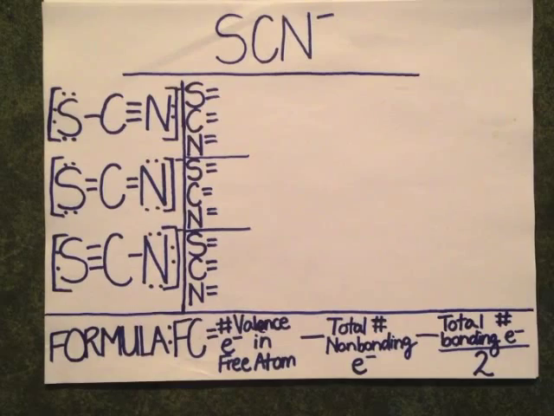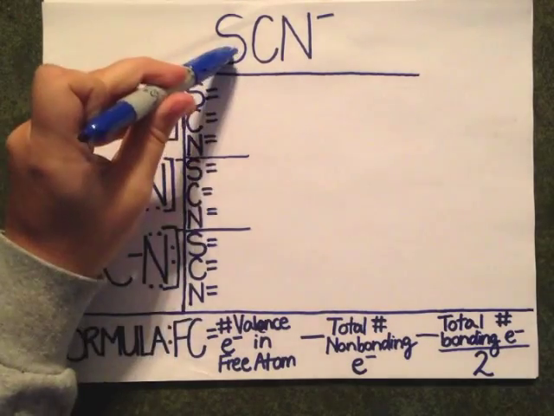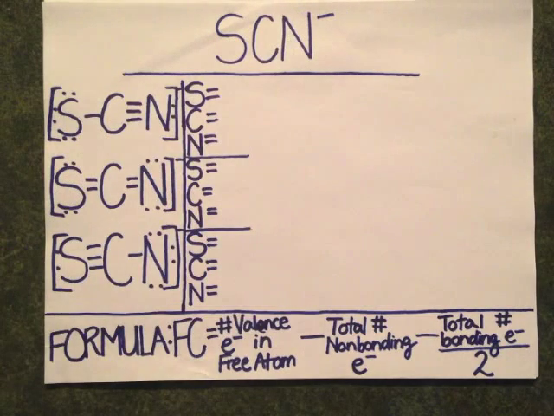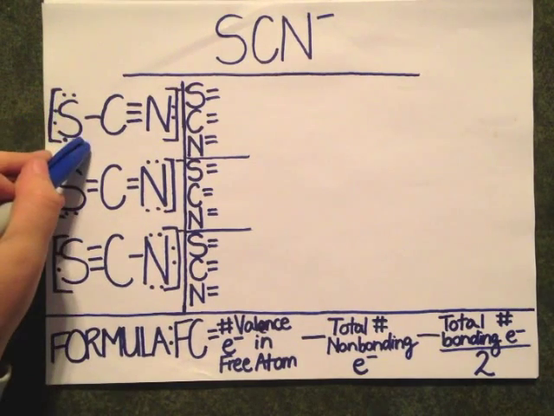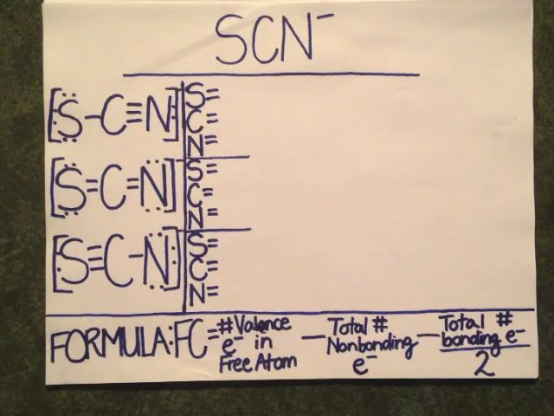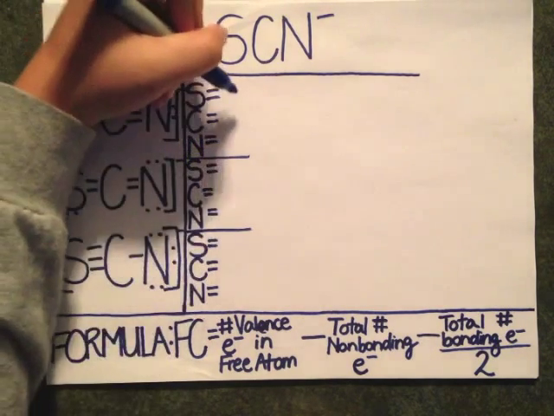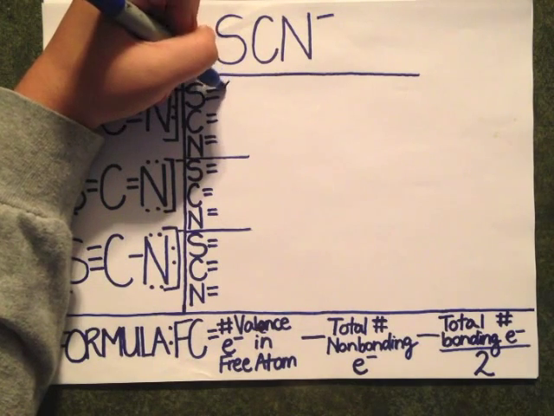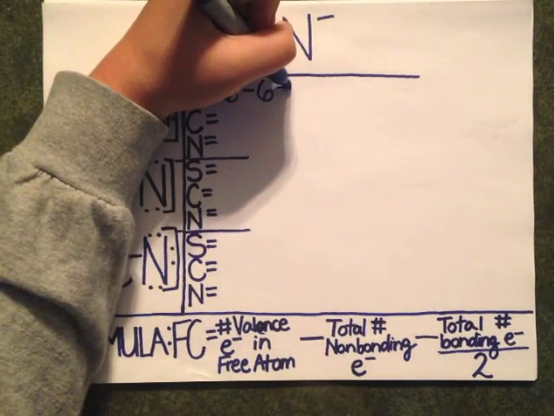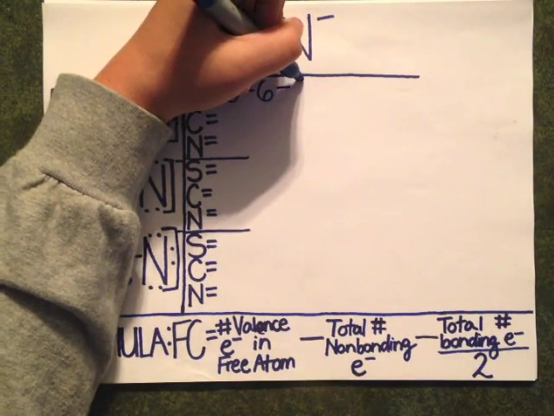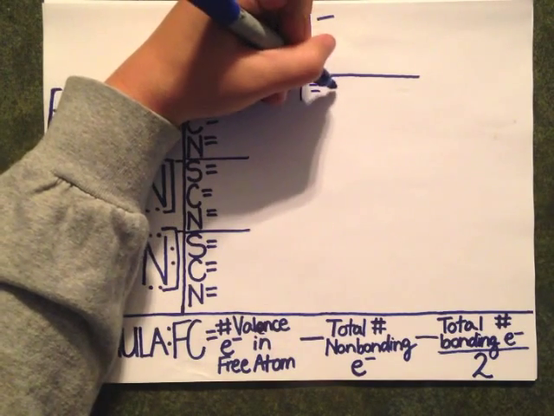In thiocyanate, there are three atoms: sulfur, carbon, and nitrogen. It is necessary to find the formal charge of each atom, so let's look at sulfur on the first structure. Sulfur has 6 valence electrons, 6 non-bonding electrons, and 2 bonding electrons. When plugging these values into the formula, you get formal charge equals 6 minus 6 minus, in parentheses, 2 divided by 2, which equals -1.